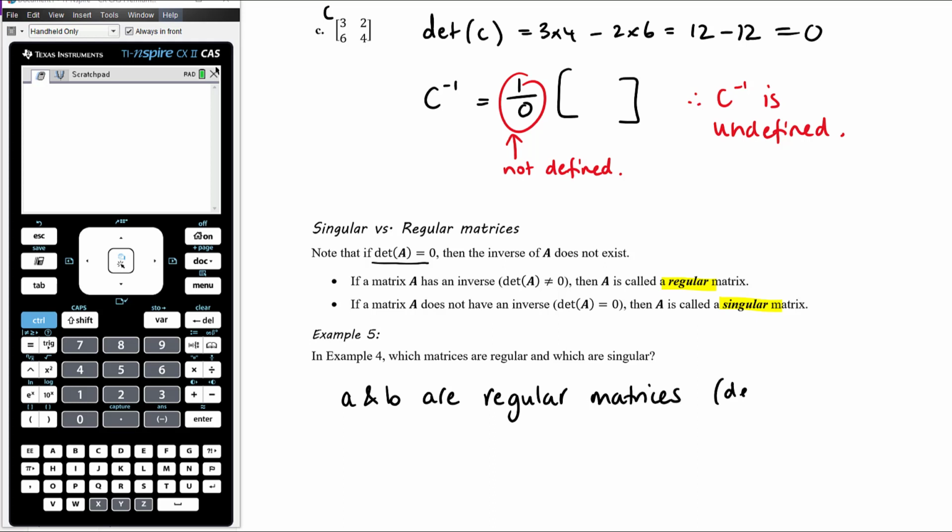That is, their determinants don't equal 0. Okay, C is a singular matrix because its determinant does equal 0.